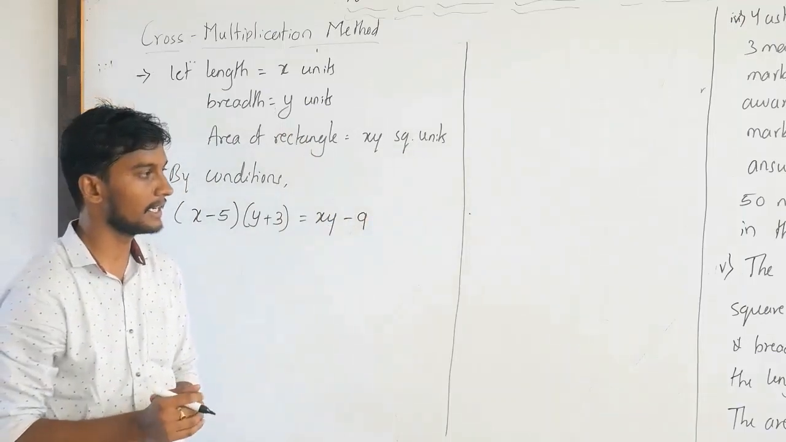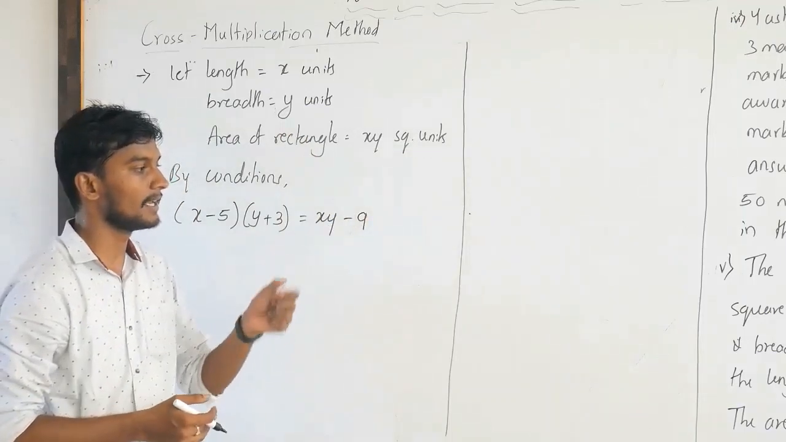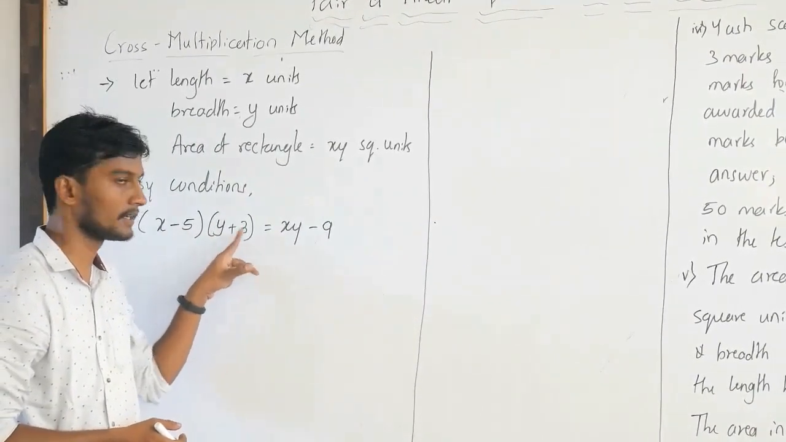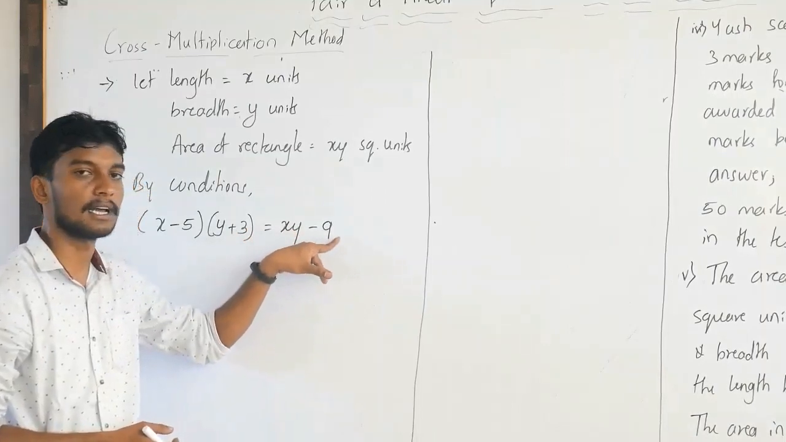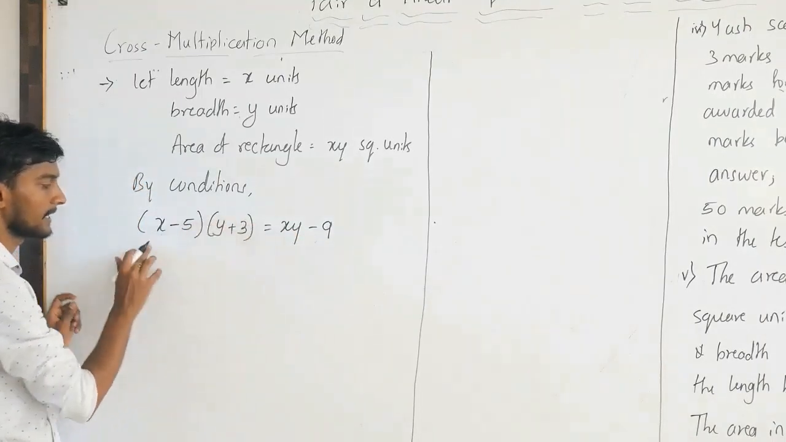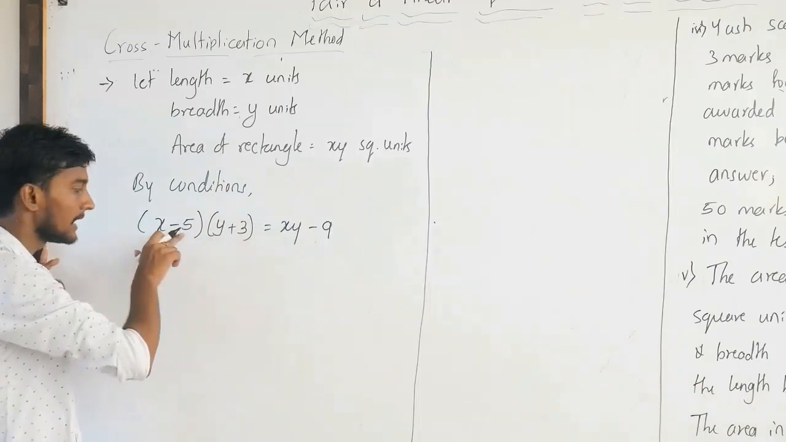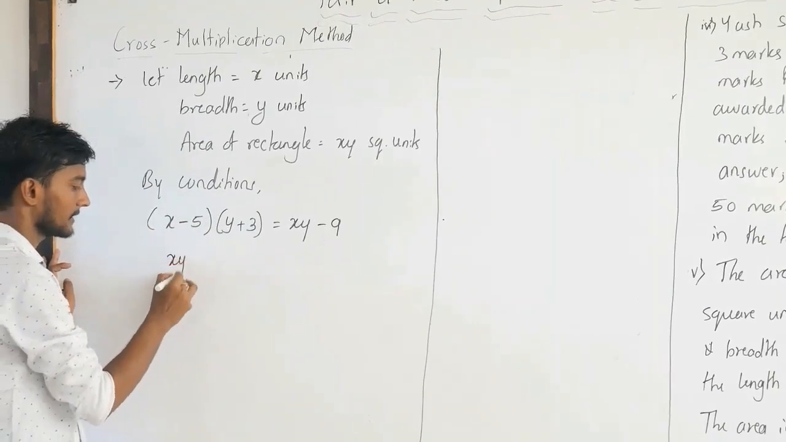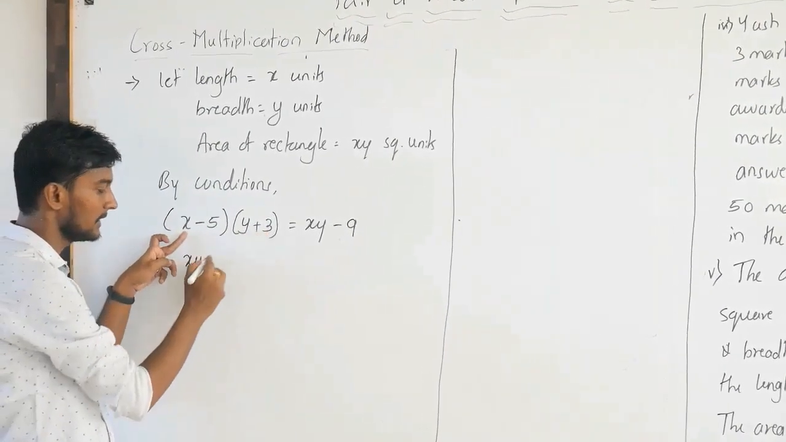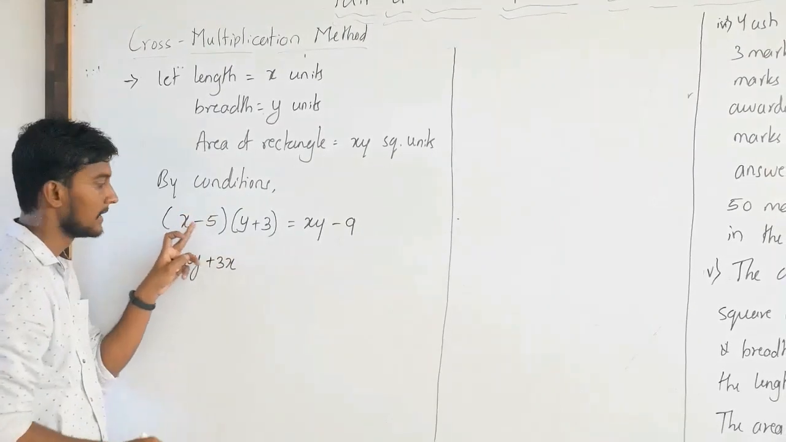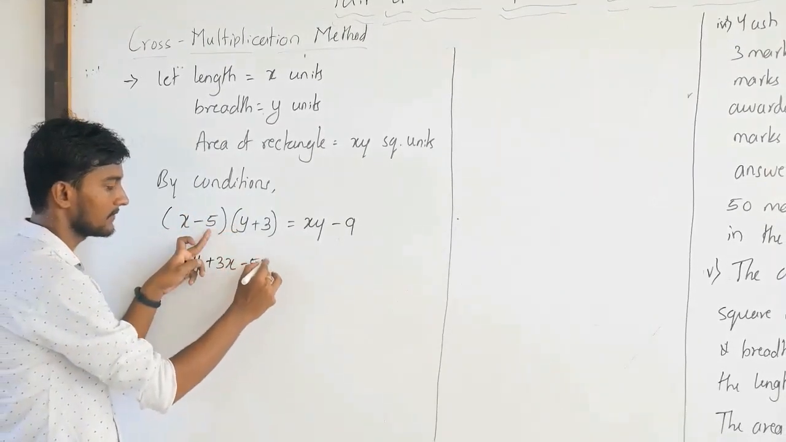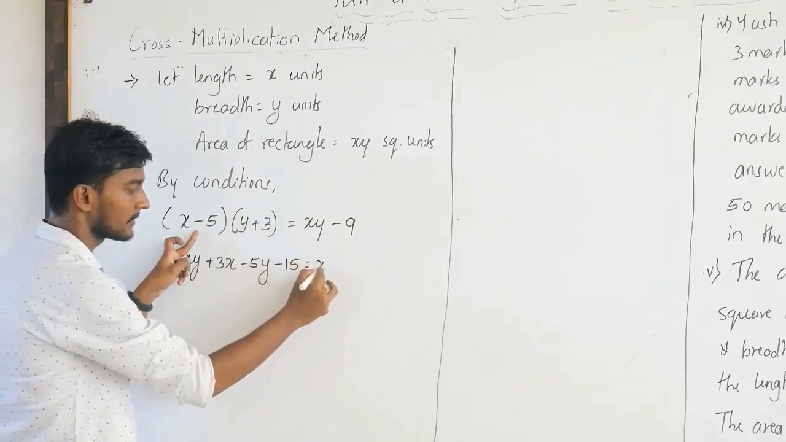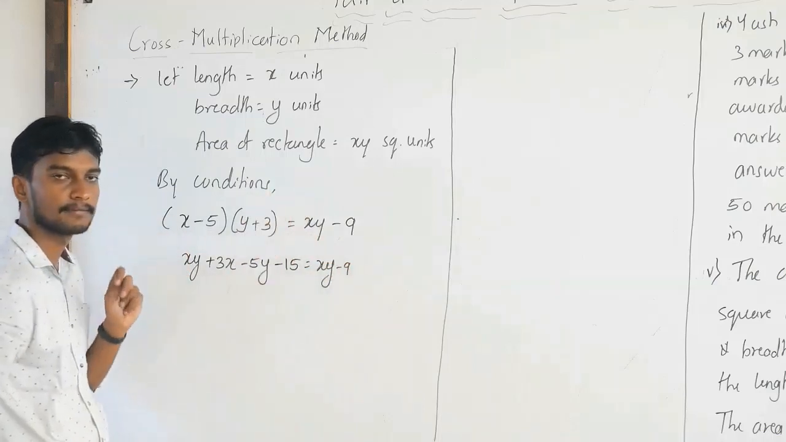The area of the rectangle gets reduced by 9 square units if the length is reduced by 5 units and breadth is increased by 3 units. At that time, area is reduced by 9 units. So now remove the bracket. Take this x and multiply with these two, and take this y and again multiply with these two. x into y, xy. x into 3, plus 3x. Minus 5 into y, minus 5y. Minus 5 into 3, minus 15 is equal to xy minus 9.